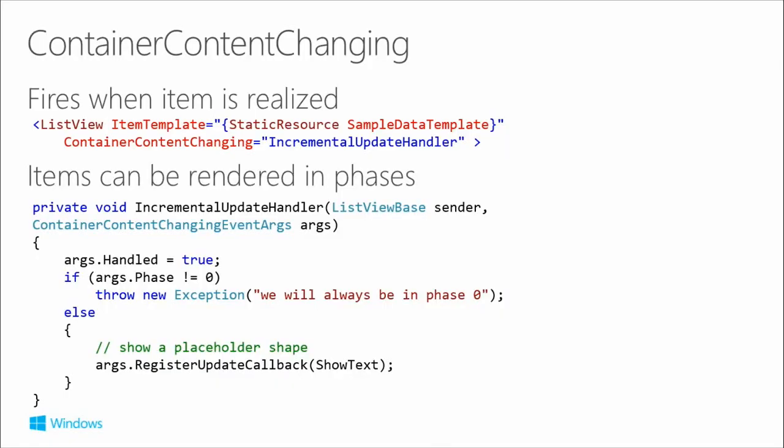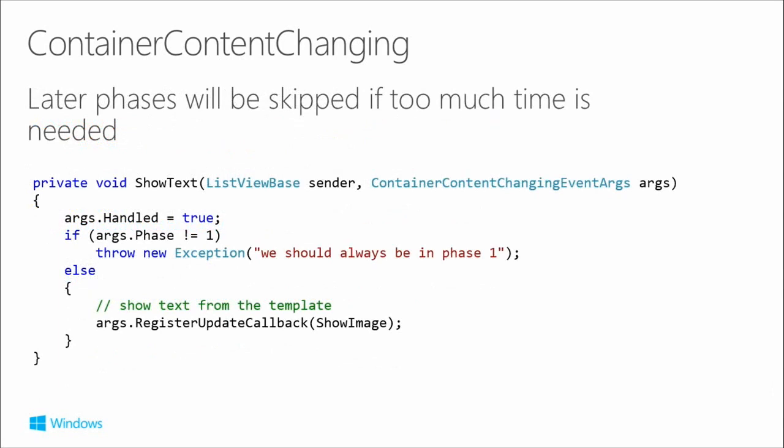We can do it with this thing called container content changing, and this fires whenever the item is realized, whenever the system looks at any individual item and says, "Whoa, I need to render that item." The item can then be rendered in phases. Here's the event handler. We set args.handled equals true, and the first phase we come to is going to be phase 0. We will always come to phase 0 first. And then we can show a placeholder shape and register an update callback for the next phase of rendering. So you just keep registering callbacks when you've got more to show.